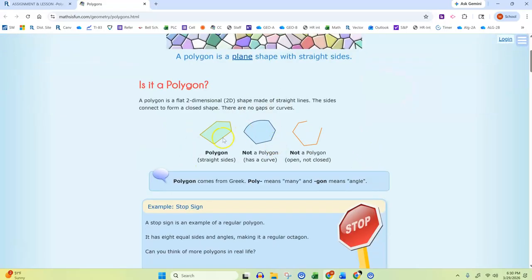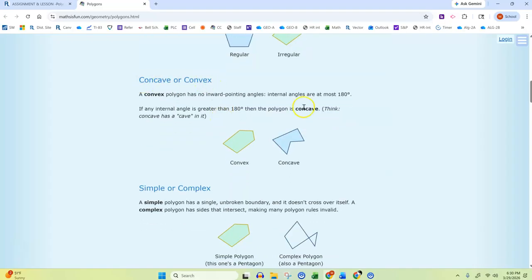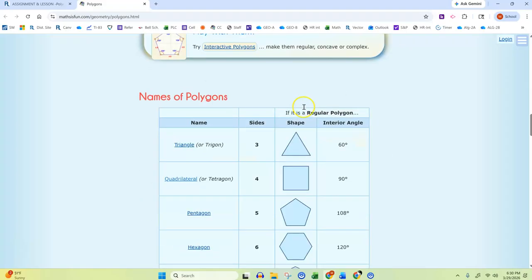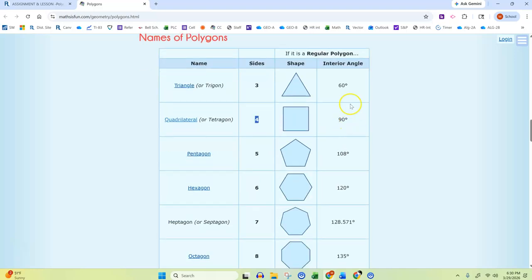But there's a few things that we're going to do today. We've learned about all these different things. Is something a polygon or not? Is it regular, irregular? Is it concave, convex? You're going to review some of those. But what we're going to do today is focus on angles of polygons. So here's all your different kinds of polygons, the shape that you have, how many sides they have. So triangle 1, 2, 3, and how much an interior angle is. That's just only one angle, okay?